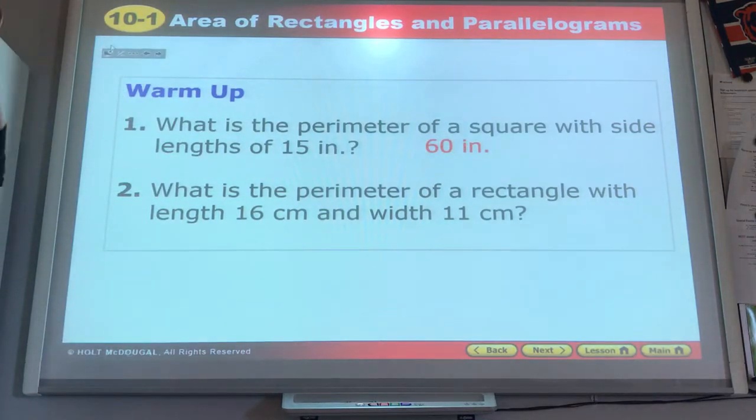A rectangle with 16 and 11. Many of you made this mistake because you didn't think. All right, we had 16 and 11, we get 27. Oh, that must be the perimeter. Those are the only two numbers they gave us.